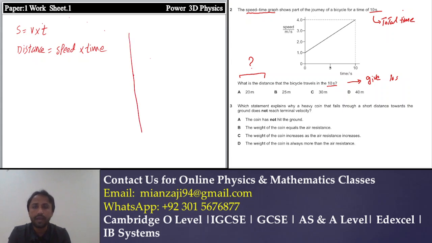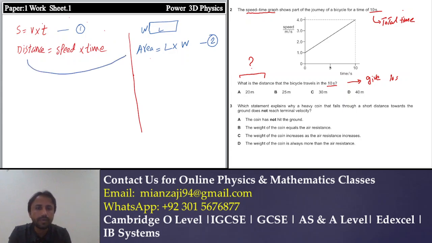If I write a mathematical expression for area, let's say we have a rectangle whose length is L and width is W, then area will be length multiplied by width. You can see clearly that equation number 1 and equation number 2 are identical. Here distance is related to area, speed is related to length, and time is related to width. It means distance is just the area under the speed and time graph.